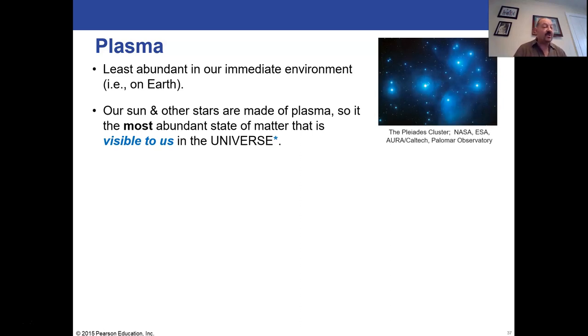But once you start looking to the rest of the universe, you find that the bulk of what we can see, the visible universe, is made of plasma. That's because stars, like our sun, as well as all the other stars, are made of plasma. This is actually a picture of the Pleiades cluster. This is an open cluster of about 3,000 stars, part of the Taurus constellation. You can actually see the 6 brightest ones with your own eyes. The rest are too dim to see with the naked eye; you'd have to use a telescope.